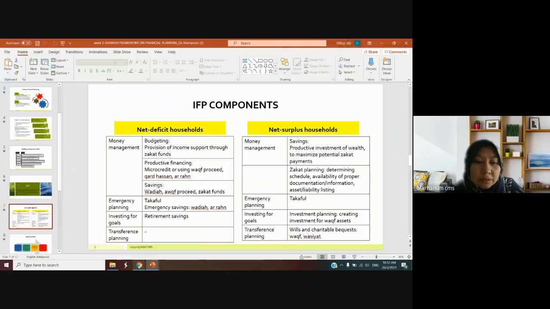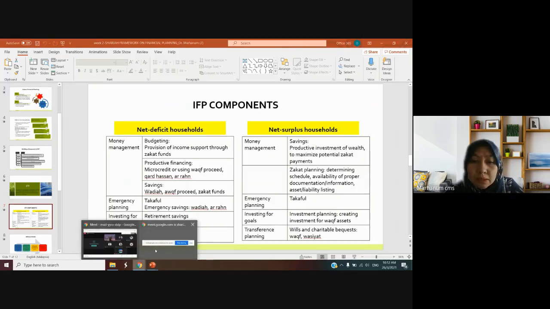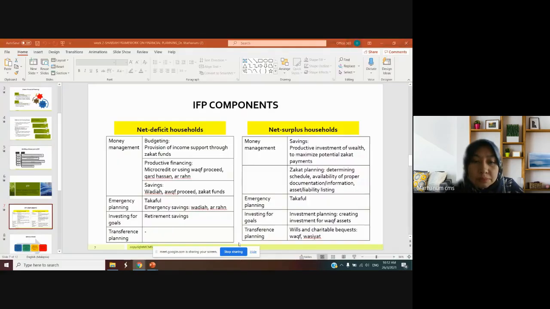Okay, so now we want to discuss takaful itself. So far, are you clear why takaful is important? Takaful comes for the emergency planning. So we have to plan our financial aspect in our life. Takaful will be a part, one portion of the Islamic financial planning, or financial planning.